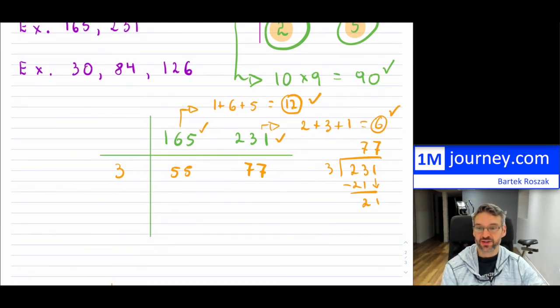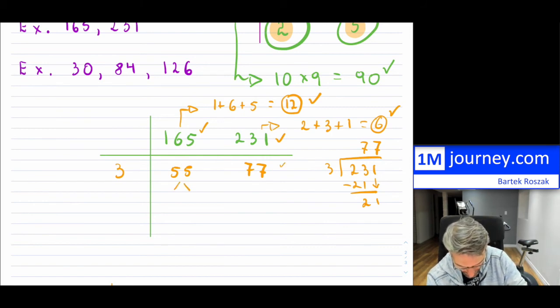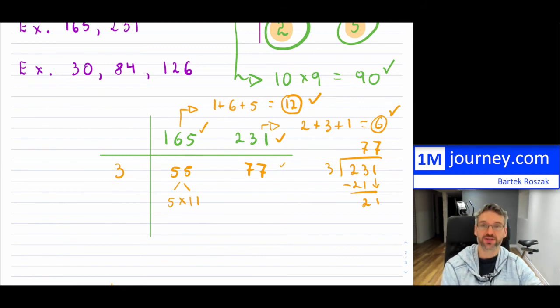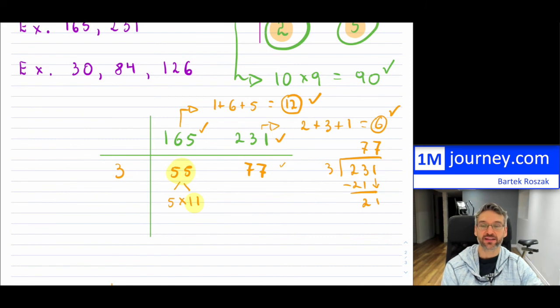Now, the next one is, okay, the next prime. 3 is not going to go into 55 because 5 plus 5 is 10, so that's not going to work. The next prime is 5. So I do see that 5 goes into 55, but it's not going to go into here. However, 55 is really 5 times 11. And this breakdown helps us, because I noticed that 55 has a factor of 11, and that 11 and the 5 are prime, so I can't reduce them any further.